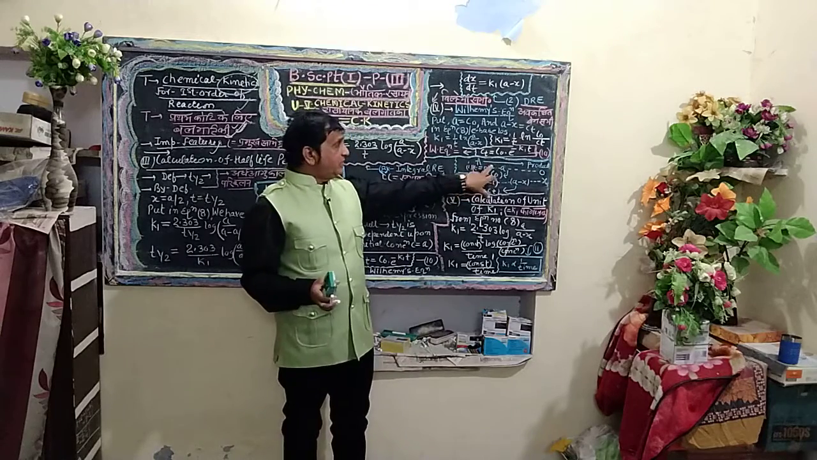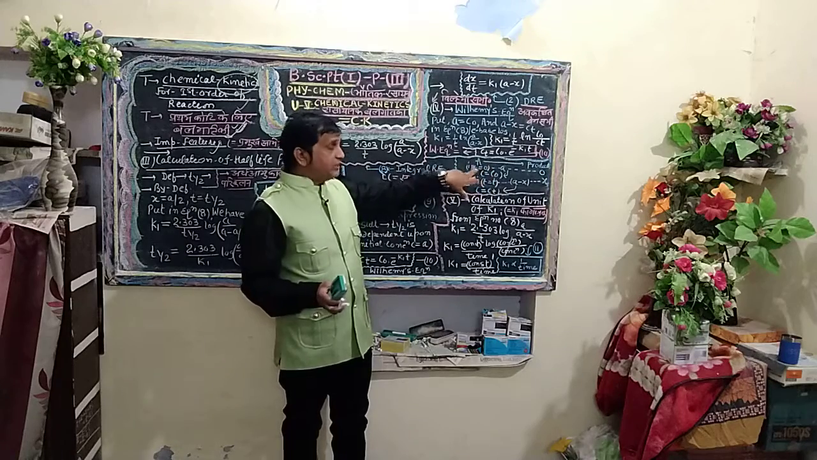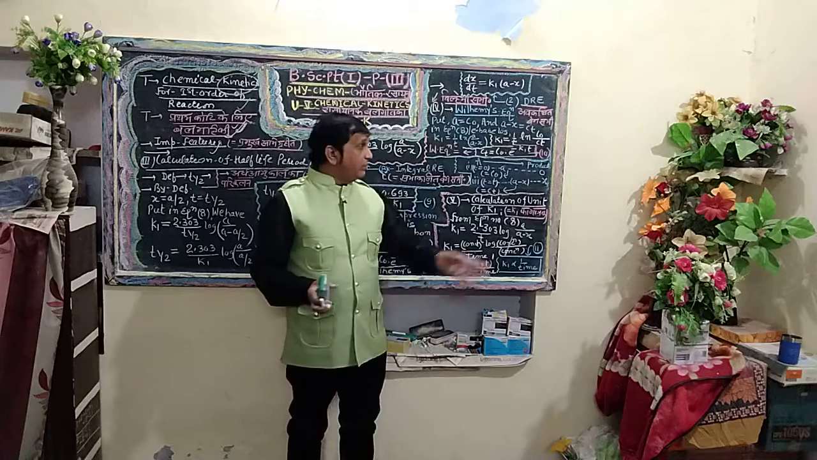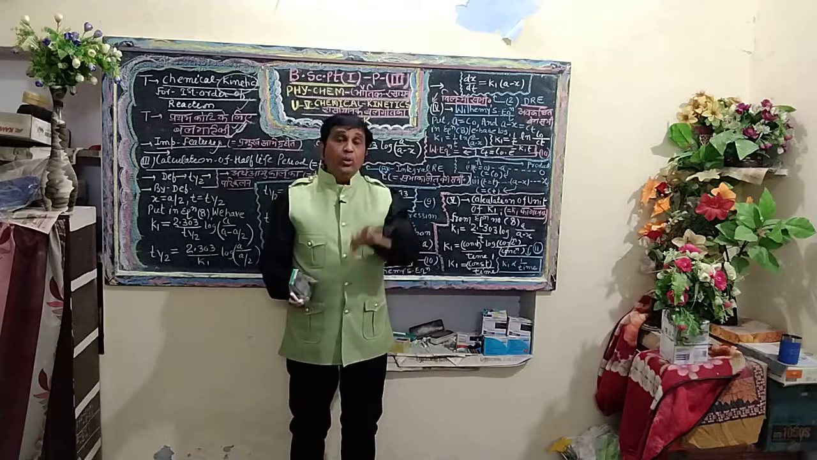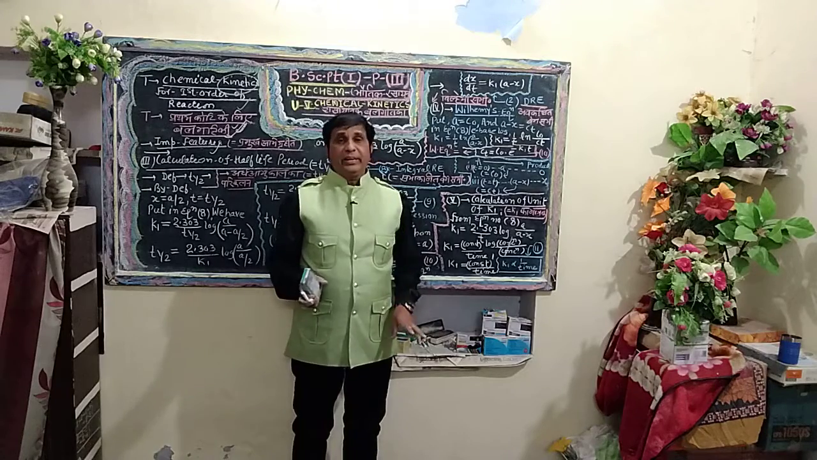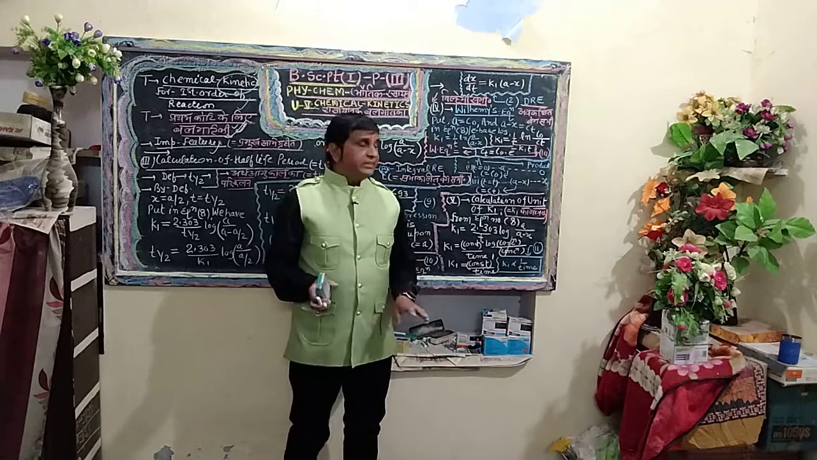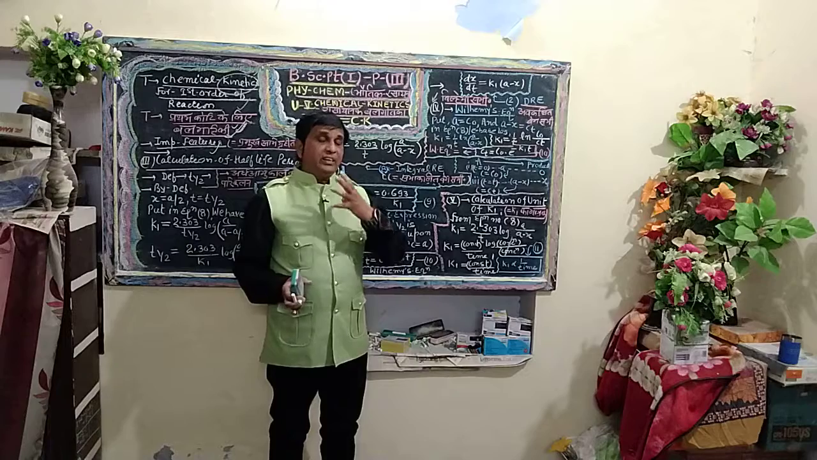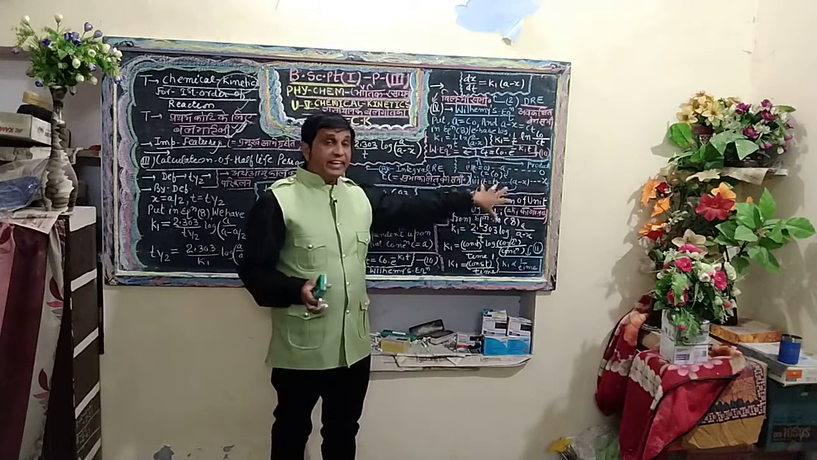I have mentioned an important reaction on the blackboard here, in which 1 mole of reactant A is undergoing conversion into a product. The progress of the whole chemical reaction can be explained by considering two important timings. First, at t equals 0, we take the initial concentration of A, in mole per liter, for the reactant A.